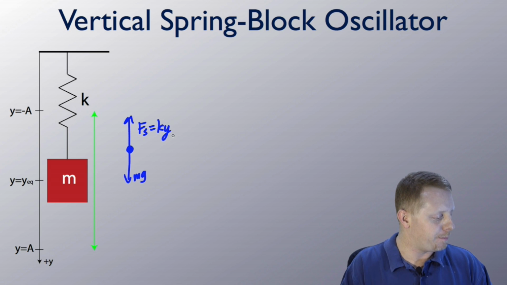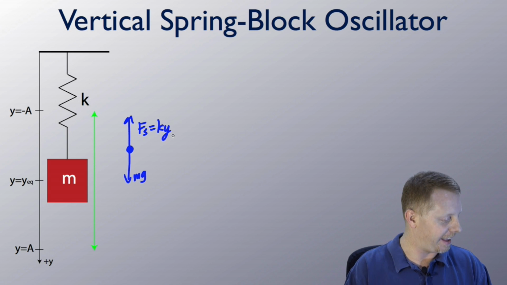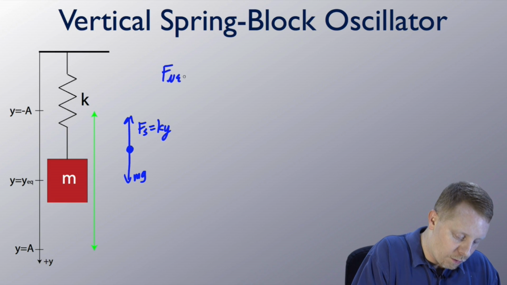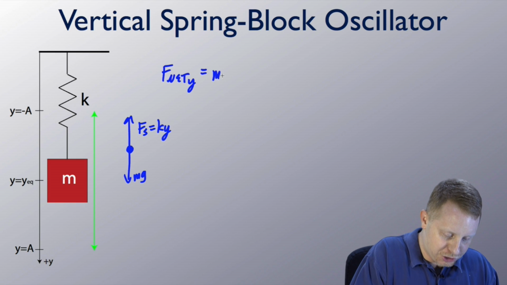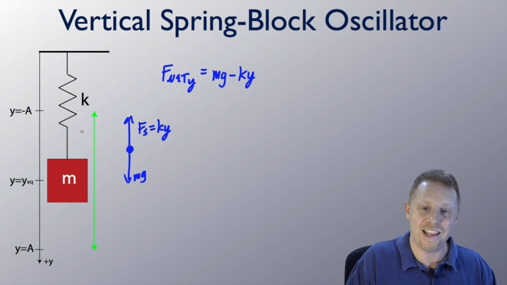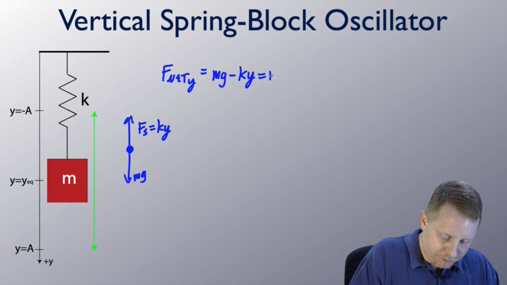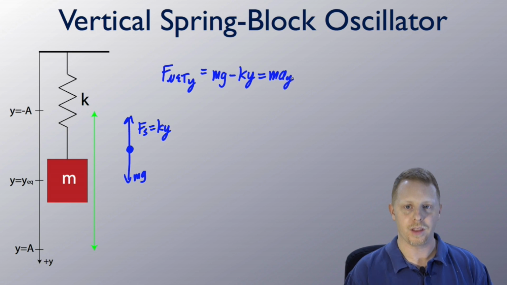So at its equilibrium position, we know y equals y equilibrium, so we can write a Newton's second law equation in the y direction to analyze what's going on. The net force in the y direction is equal to, well, we have mg down minus ky, because that's up in our negative y direction. And that must be equal to mass times acceleration in the y direction by Newton's second law.